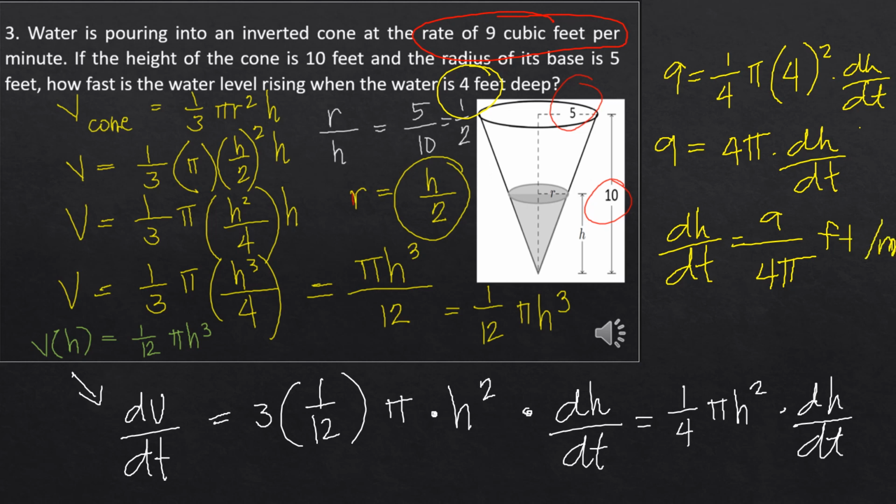So what does it mean? Ang ibig sabihin nito, yung tubig ay 9 over 4 pi feet per minute ang bilis ng kanyang paglaki o pag-akyat, kung nagsimula sa 4 feet deep yung tubig. Okay? That is how we understand. And whenever we say how fast, we always talk about the change. The change of height with respect to time, change of volume with respect to time.